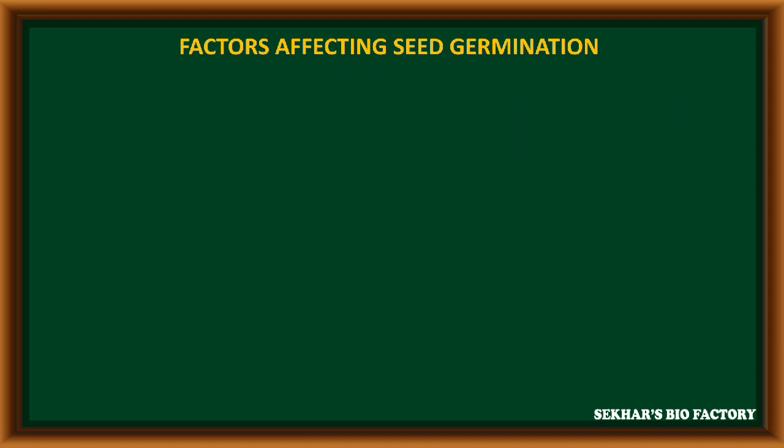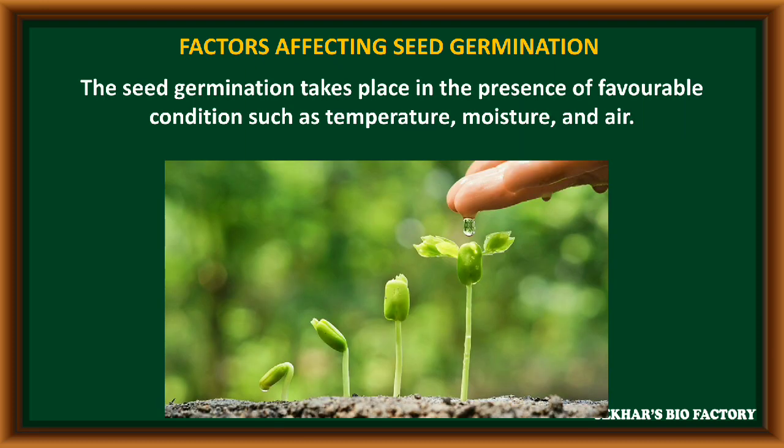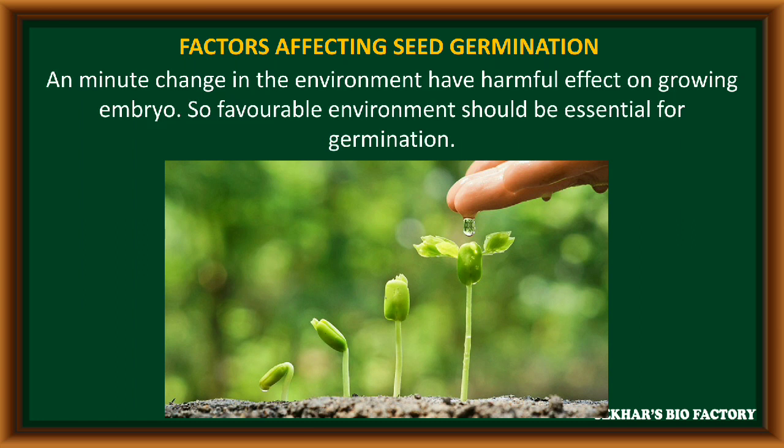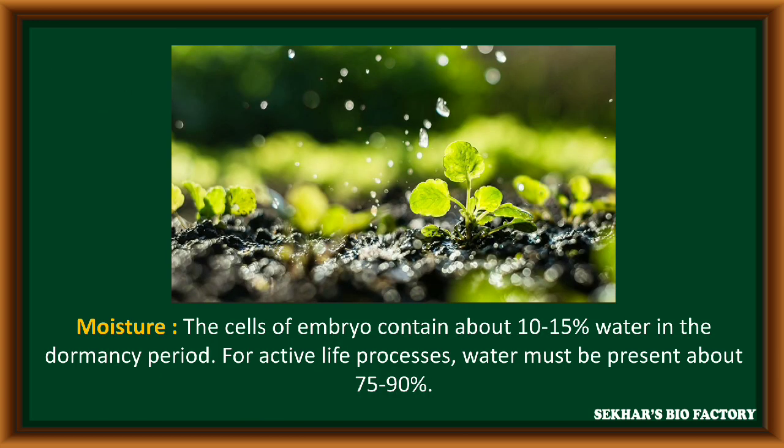Some factors affect the process of seed germination. In this, seed germination takes place in the presence of favorable conditions like temperature, moisture and air. Any minute changes in the environment have a harmful effect on the growing embryo, so favorable environments are required for the seed germination process. The first factor is moisture. The cells of the embryo generally contain 10 to 15% of water even in the dormancy period. For the activation of seed germination, the seed must have 75 to 90% of water in its structure.